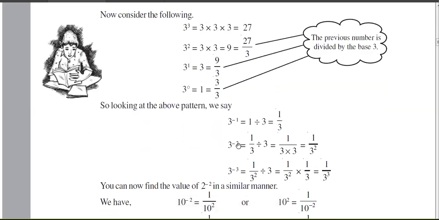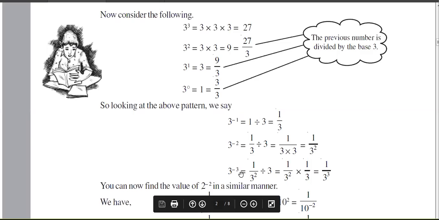Similarly, 3 raised to the power minus 2 will be nothing but the earlier value, that is 1 by 3, divided by 3, which will be nothing but 1 by 3 into 3. Because when you convert the division into multiplication, this 3 will become 1 by 3. So nothing but 1 by 3 into 1 by 3, which will be 1 by 9, or 1 by 3 into 3. So it is 1 by 3 square. So look, 3 raised to the power minus 2, when you write like this, it will be 1 by 3 to the power 2 instead of the negative.